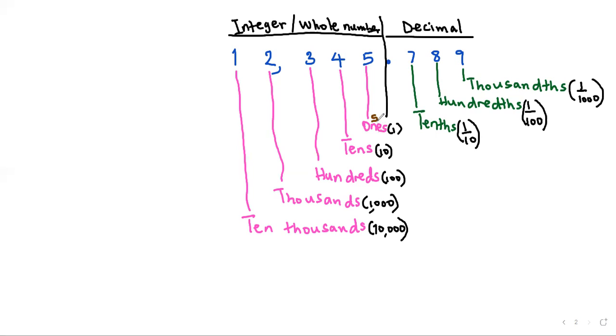The value is 5. The place value of 4 is 10s. The value is 40. The place value of 3 is hundreds. The value is 300. The place value of 2 is 1,000. The value is 2,000. The place value of 1 is 10,000. The value is 10,000. Is that okay?